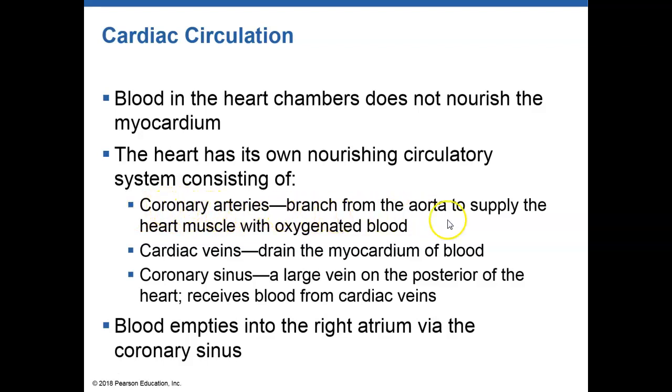Coronary arteries branch off the aorta. Actually, the first branch off the aorta is the coronary artery, and this supplies the heart with oxygen-rich, nutrient-rich blood. Cardiac veins then drain that blood back into a coronary sinus that then sends blood back into the right atrium.